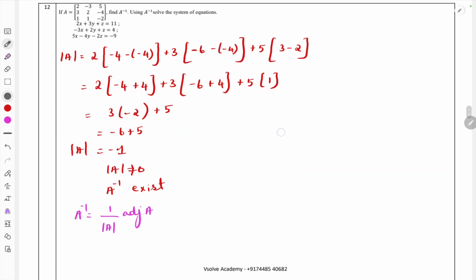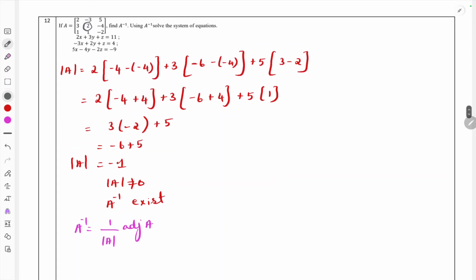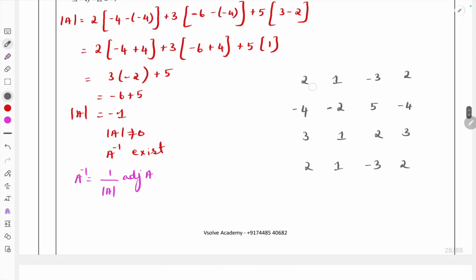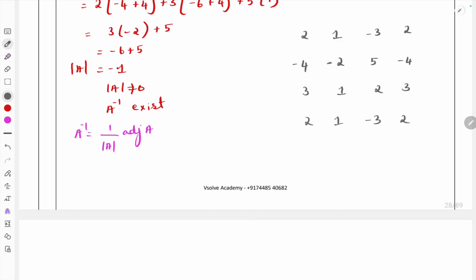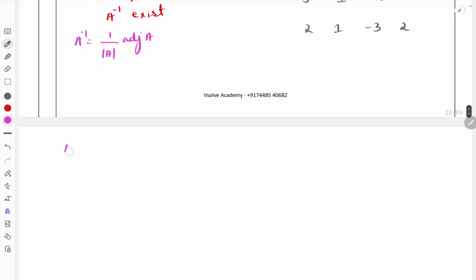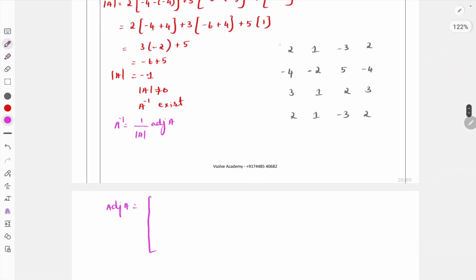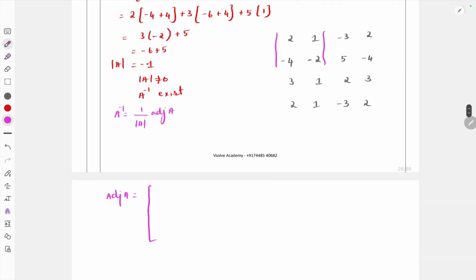So to find this adjoint of A, what do we have to do? We have to take this 2, 1, minus 3, 2 again. Next after this we have minus 4, minus 2, 5, minus 4. Next 3, 1, 2, 3. Next the first row again I have to copy. So 2, 1, minus 3, 2. So now we will find the adjoint of A. So adjoint of A equals, the determinant of this, so 2 into minus 2, minus 4, minus of minus 4 plus 4.